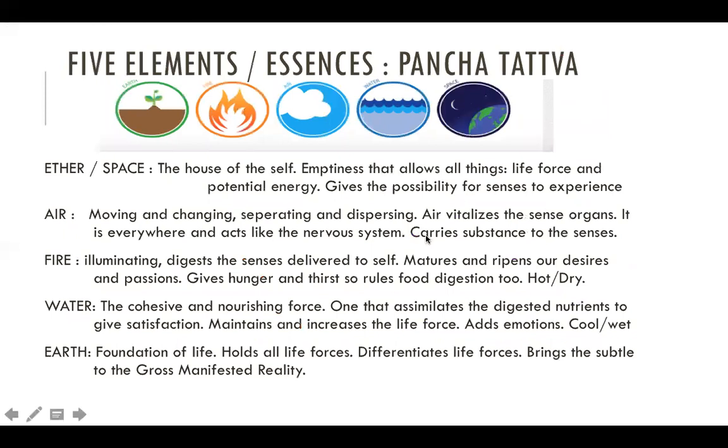So the five elements, now we're going to look at them, the Panchatattva. Panchatattva, well, that means Pancha means five and Tattva means true essence. And the Panchatattvas are the five primordial causes of all that is created. And this is according to Surya Siddhanta, we assign the different planets to the different elements.